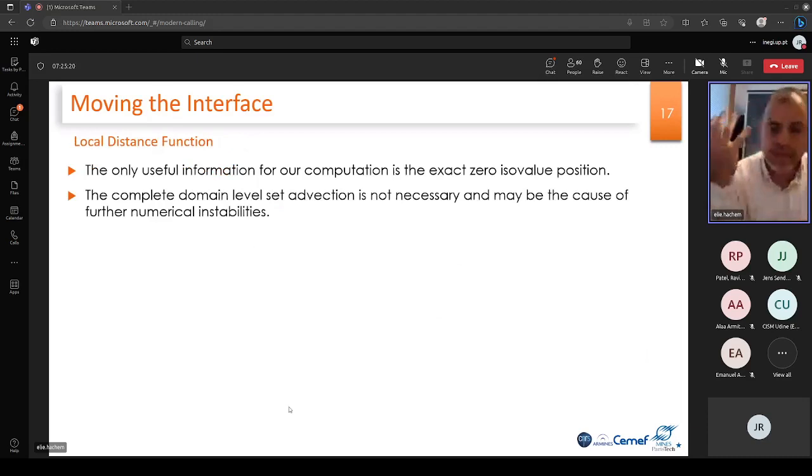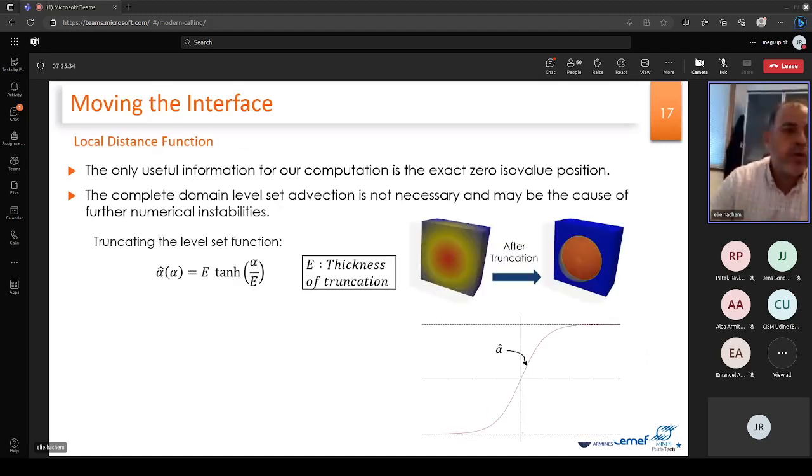now the information in the design of a piece is not needed everywhere. So there is an idea of having the concentration of all these levels only close to the interface and removing them elsewhere. What we do is we use a filtering of the function. That means we make a change of variable. We change alpha into alpha hat in a way that everything, you see, these are all the levels. You can see all the levels of the distance function.